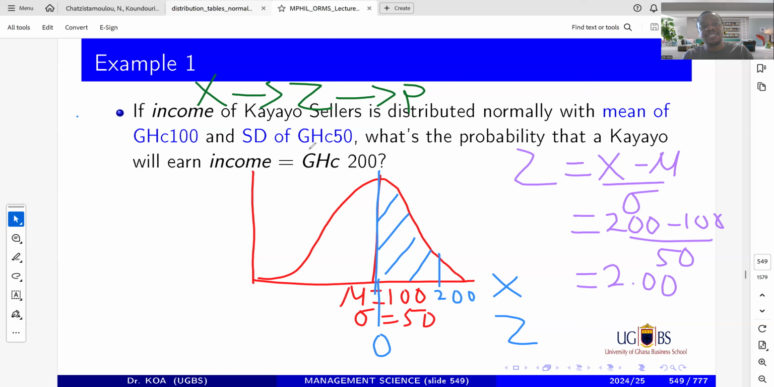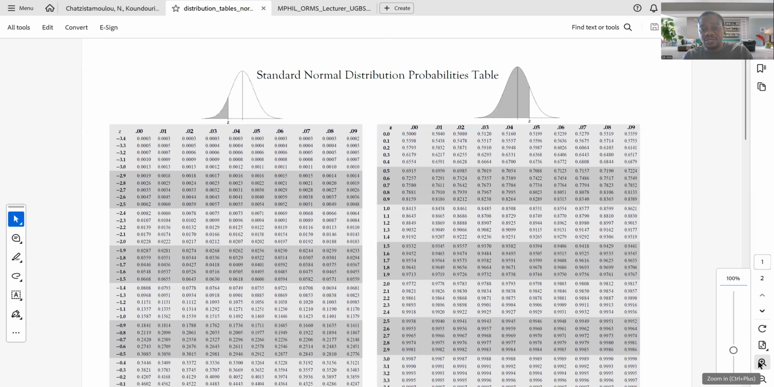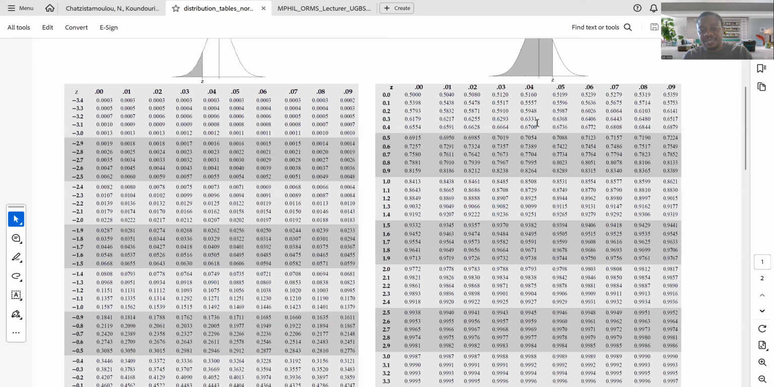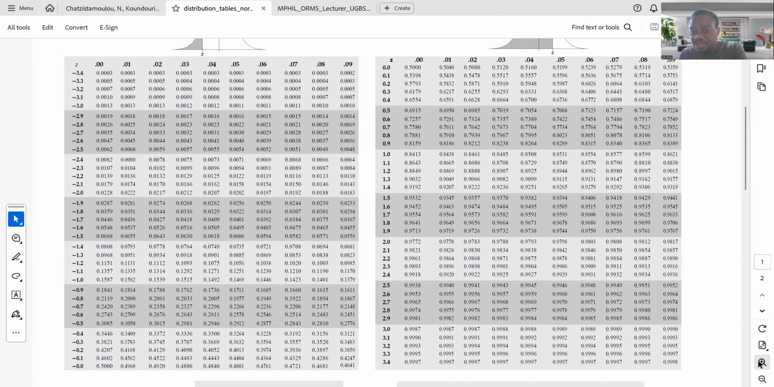So right now I'm going to go to the Z table, and you are given that Z table, if you can remember. I'll wipe off this so that you can see it well. But remember the Z is 2.00. So let's go to the Z table. This table has different things which are used for other things later. But the table you're looking for is the one on the right here. You're looking for the Z value. Let me make it bigger.